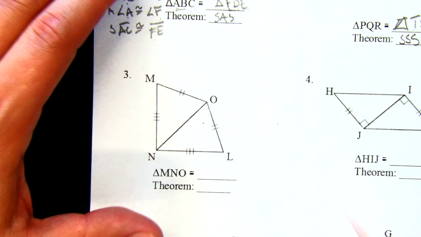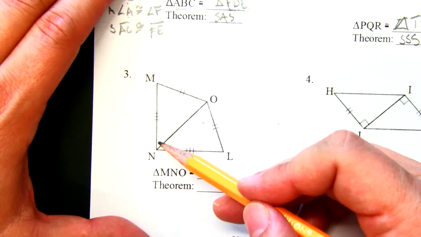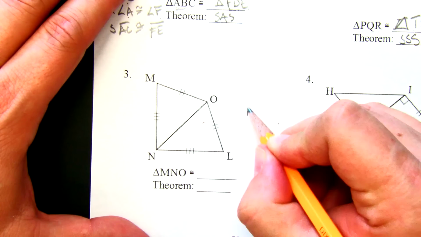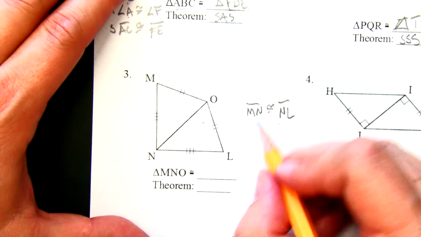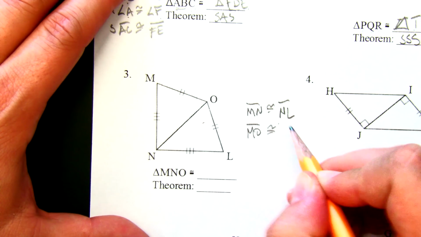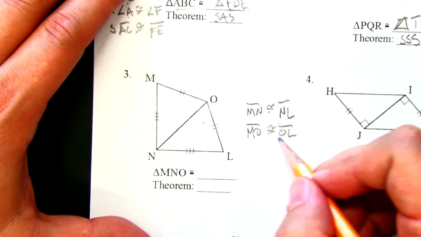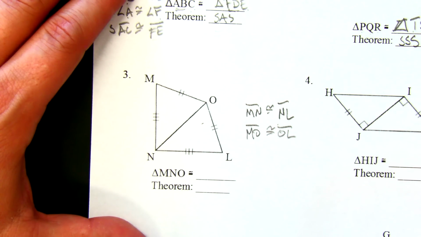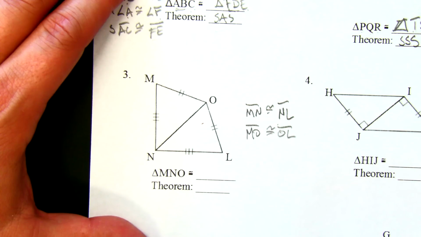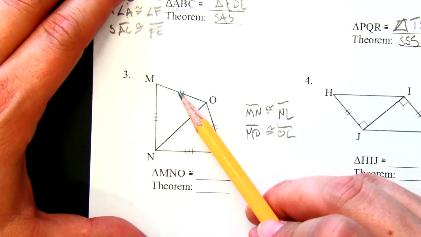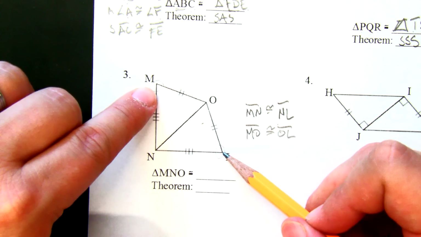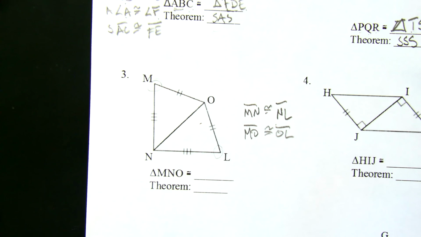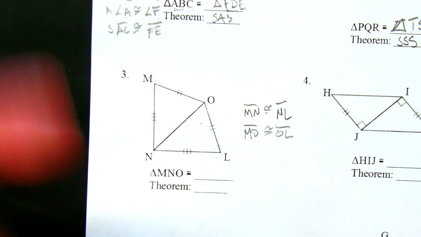Number 3, a little tricky here. Now I've got MN is congruent to NL, right? I've got MO is congruent to OL. I've got two sides, but I don't have another. I either need another side for SSS or another angle for SAS. Well, SAS would have to be the included angle, so the angle between the sides, which would be M in this case and L in this case. Are they congruent? They look congruent, but does it tell me that they're congruent? No. So I can't use that.